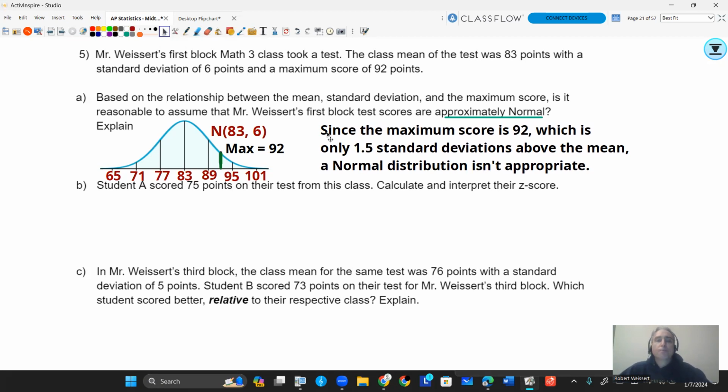Now let's look at letter B. Student A scored 75 points on their test from this class. Calculate and interpret their z-score. Think about what a z-score is. If you need to look it up, please do.